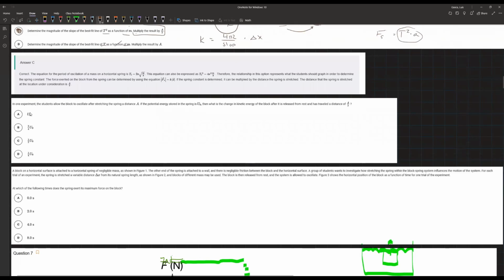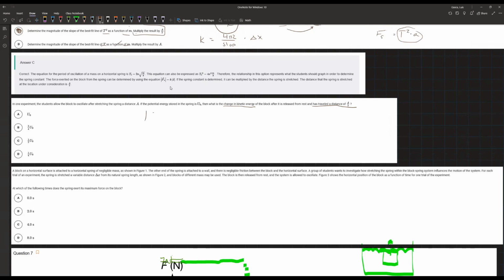All righty, number 5. In one experiment, the students allow the block to oscillate after stretching the spring a distance A. If the potential energy in the spring is U naught, then what is the change in kinetic energy of the block after it is released from rest and has traveled a distance of A over 2? Okay. And they want the change in kinetic energy.